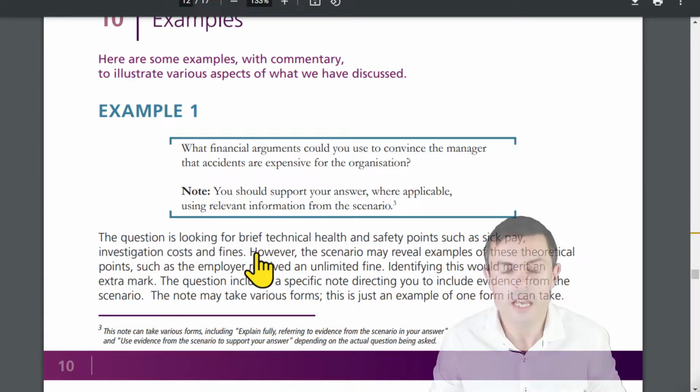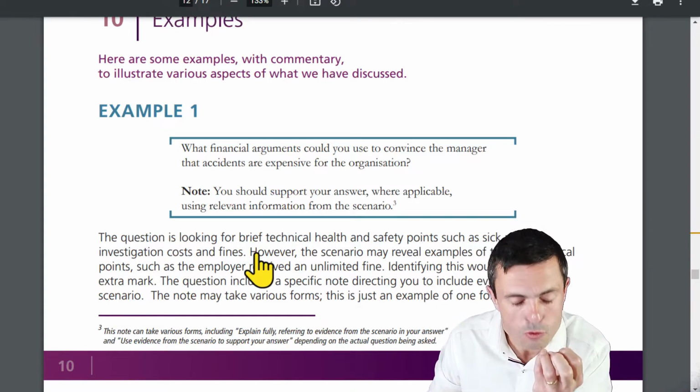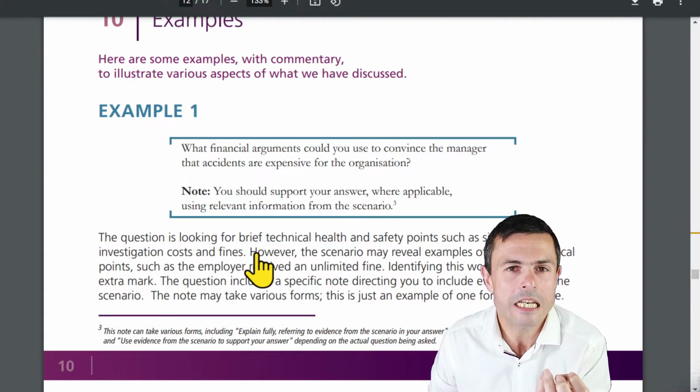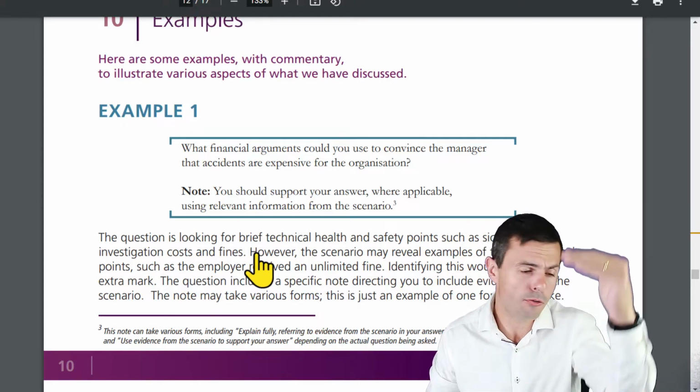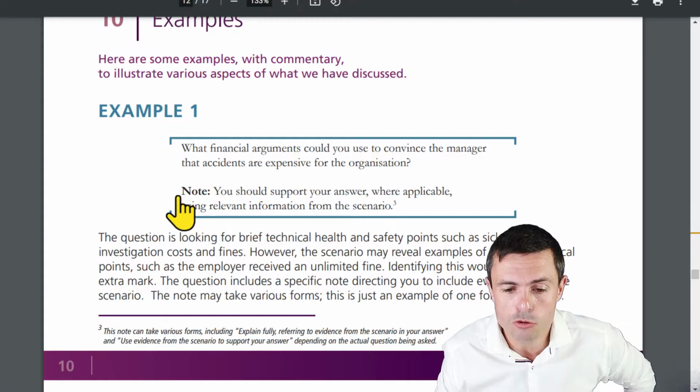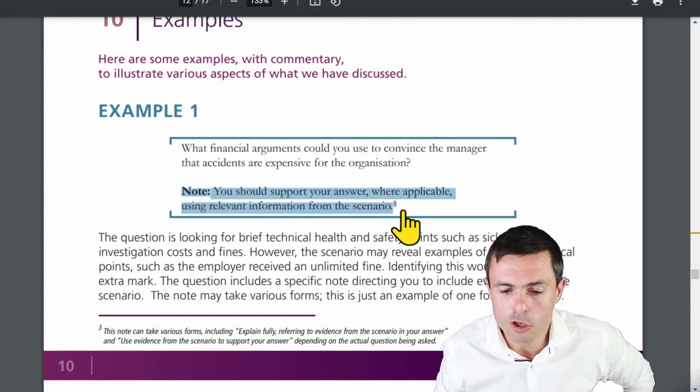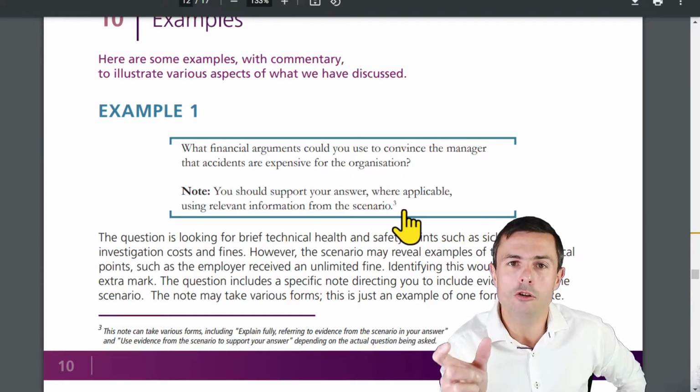And it says the question is looking for brief technical health and safety points such as sick pay, investigation costs and fines. Now, if you read that, it might give you a misleading impression that you can just list fines, sick pay, investigation costs, overtime, temporary workers, damage to reputation. If you do that, that's not going to get any marks, because what it also says, there's what we call a stem here. It says, note, you should support your answer where applicable using relevant information from the scenario. So you're going to give brief technical points, but you are still going to use evidence.